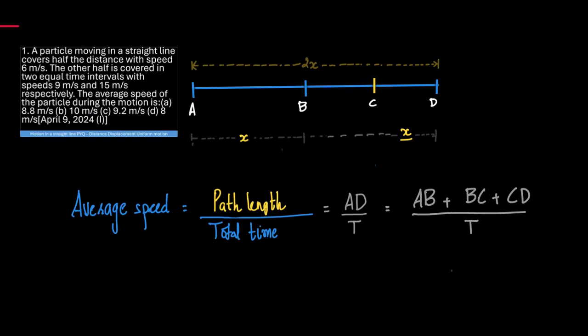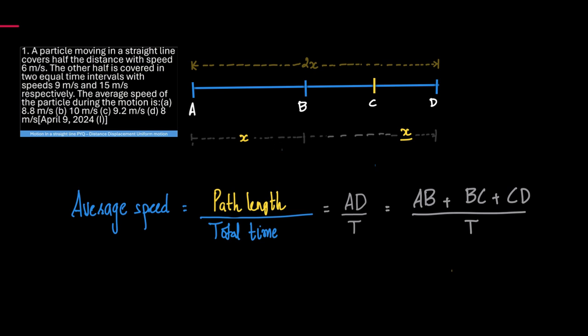So we've been asked to find out the average speed here. So what is average speed? It is path length by total time. What is path length? The total distance covered, which is AD, which according to the question here can be represented as AB plus BD, which I have chosen to be X and X. Why? Because it covers half the distance. So we have X as half the distance.